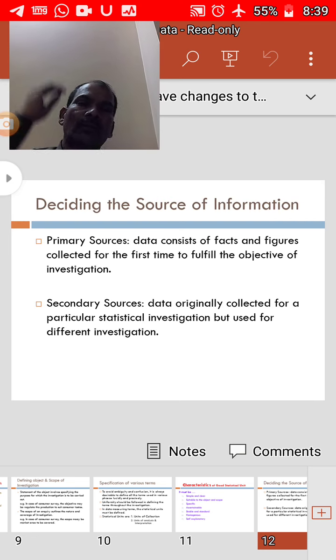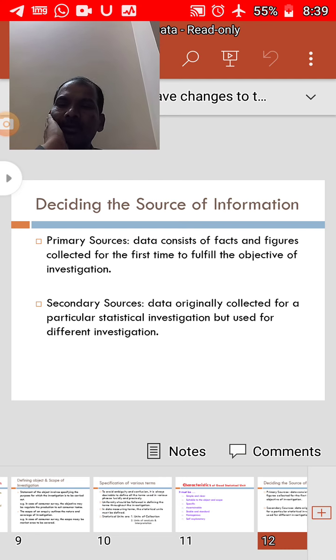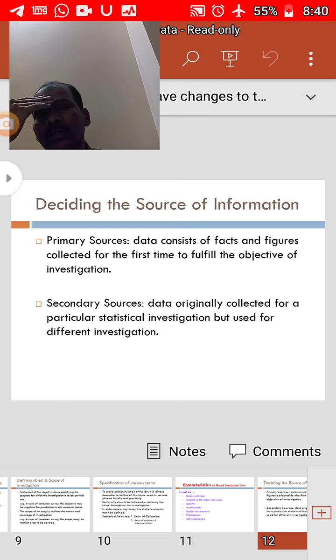Deciding the source of information is another step. We will discuss that there are two types of sources. After determining the object, scope, and statistical units, the next step in the planning of a statistical investigation is to decide the source of data, whether primary or secondary. The sources of data may be primary or secondary.